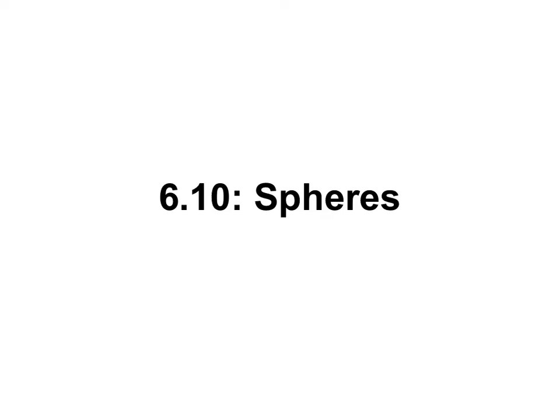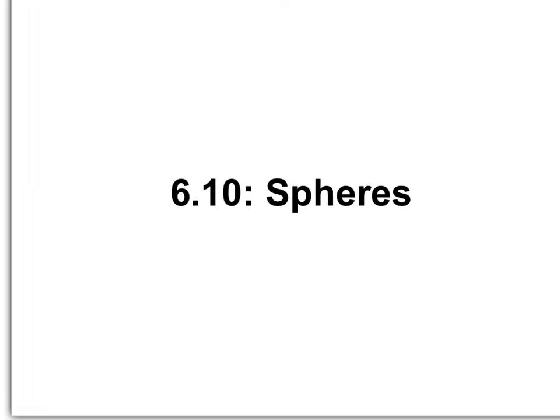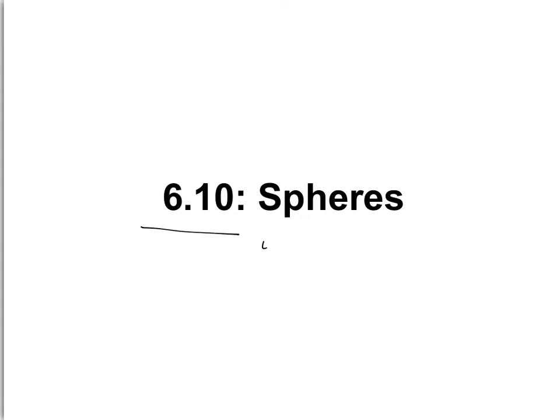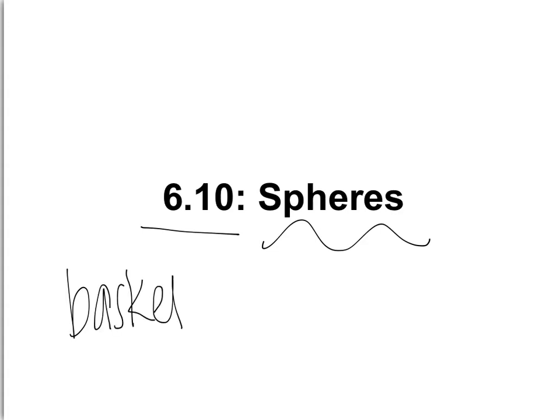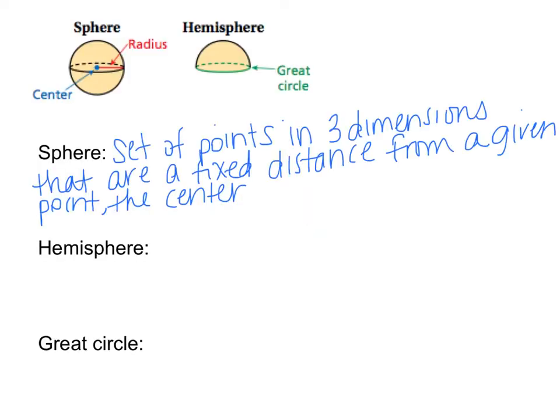Today's the last lesson of Chapter 6, and it's on 6.10, and we are going to be talking about spheres. When you think of a sphere, you can think of a basketball or a globe. Those are both examples of spheres. The first definition that we're going to get down is sphere, and it's a set of points in 3 dimensions, or 3D, that are a fixed distance from a given point, the center.